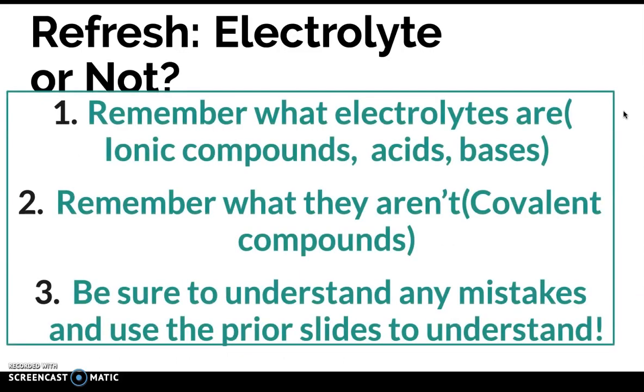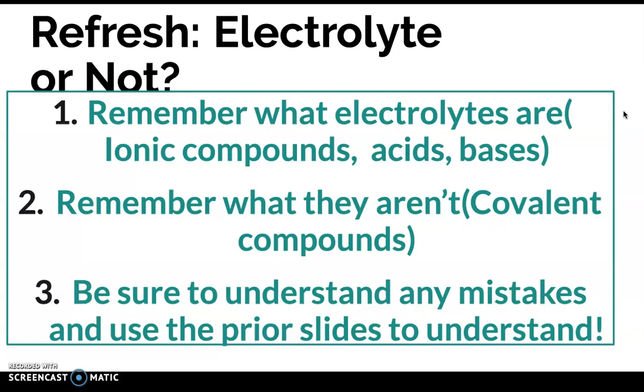So we're going to go through a few examples of compounds, and you're going to try to determine whether they're electrolytes or not. Remember what electrolytes are: electrolytes are ionic compounds, acids, and bases. But remember, the ionic compound has to be in the aqueous form. Number 2, remember what they aren't. They aren't covalent compounds. Covalent compounds may be able to dissolve in water. However, they do not form ions. They're not going to dissociate. So therefore, they are not electrolytes.